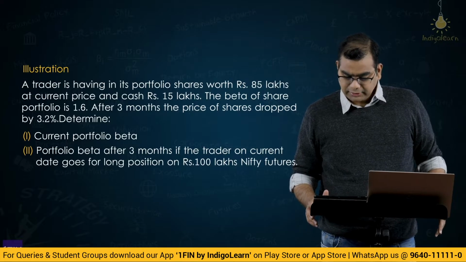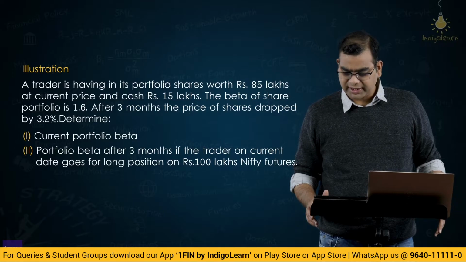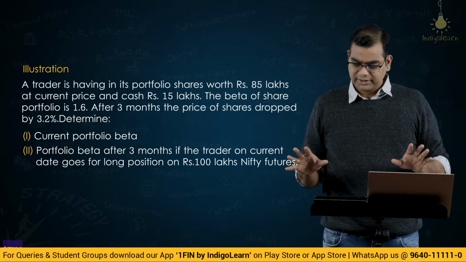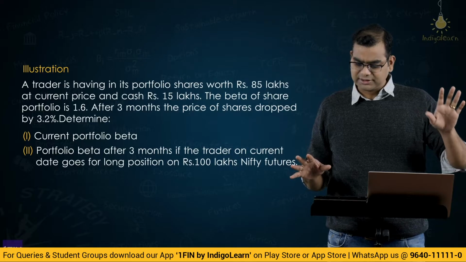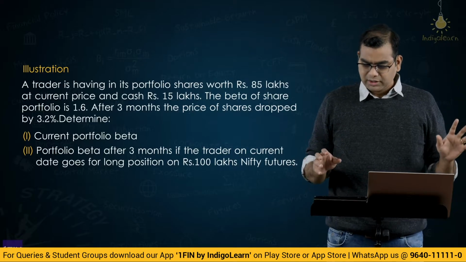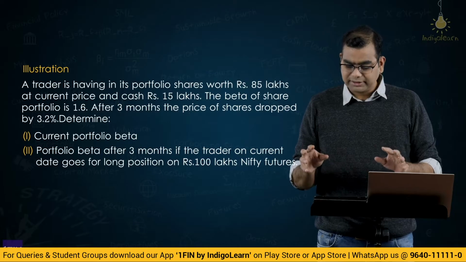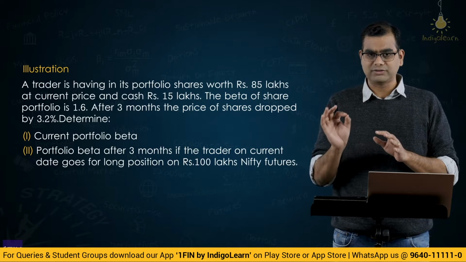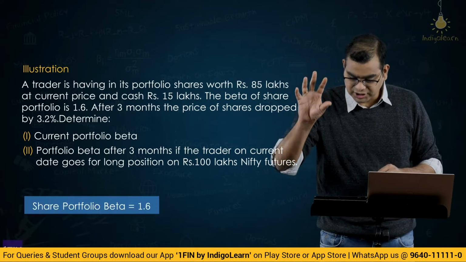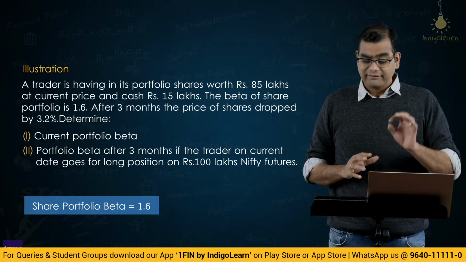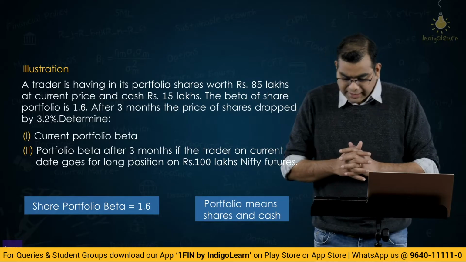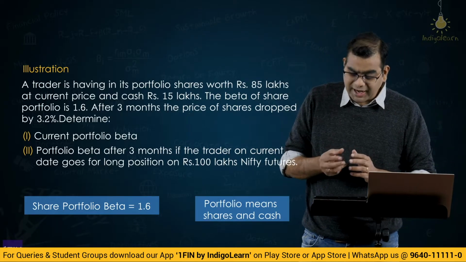And portfolio beta after 3 months if the trader on current date goes for long position on 100 lakhs worth of Nifty futures. This is a very simple problem. Beta is already given, and what they are also saying is that after 3 months, the price dropped by some percentage. You are first of all required to determine the current portfolio beta. Portfolio beta. So, friends, do not confuse these words. First they have given share portfolio beta of 1.6. When they say portfolio beta, it is shares plus cash.